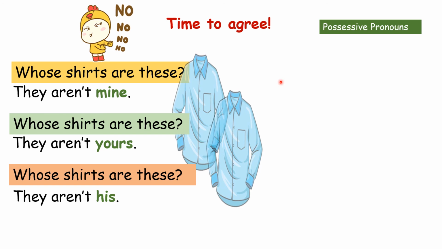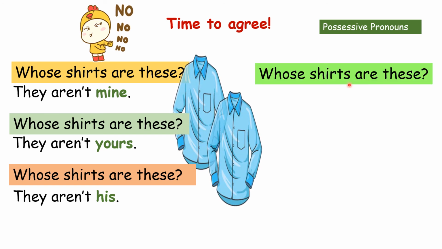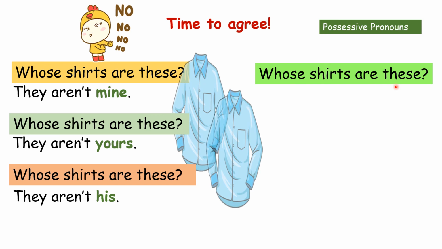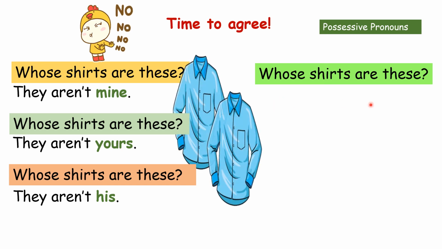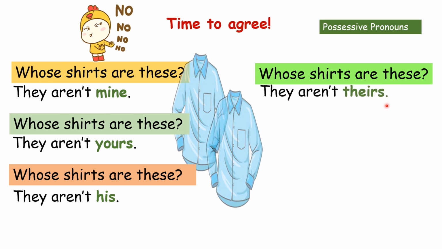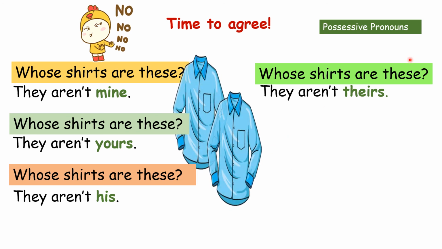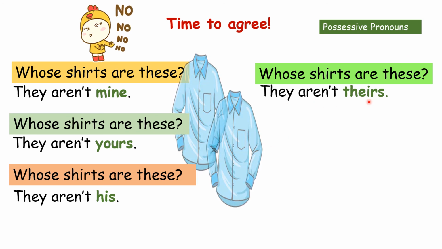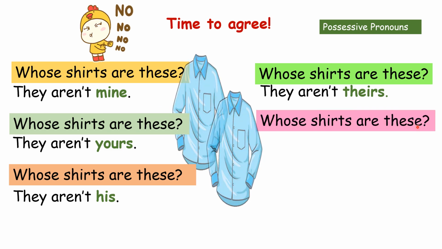Alright, next example. Whose shirt are these? To disagree to the ownership, "they aren't theirs." They aren't theirs, meaning these two shirts do not belong to those people. Remember, aren't stands for are not. Are is always used for many things. Okay? Now, next example.